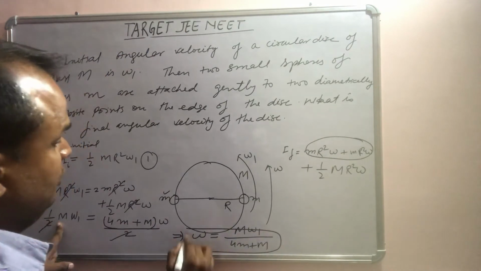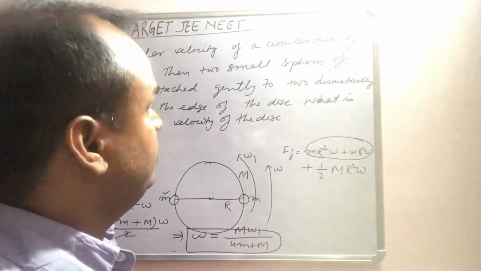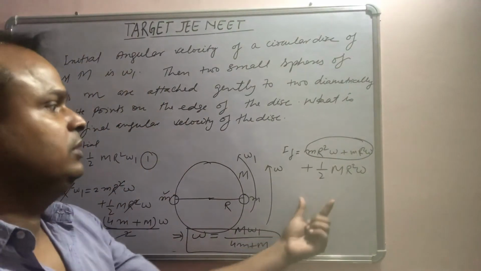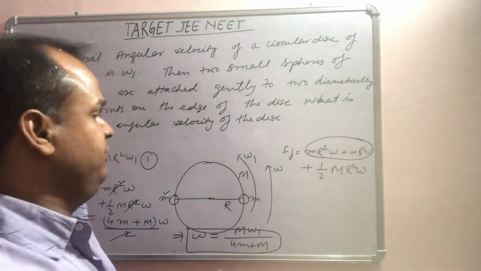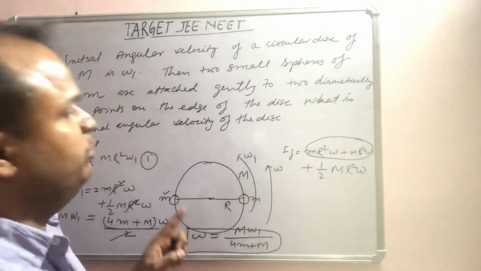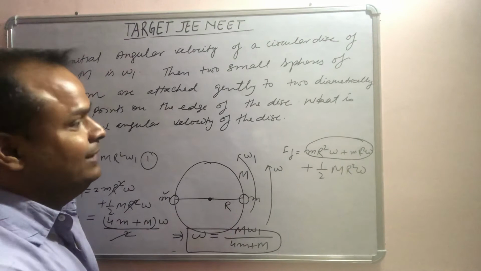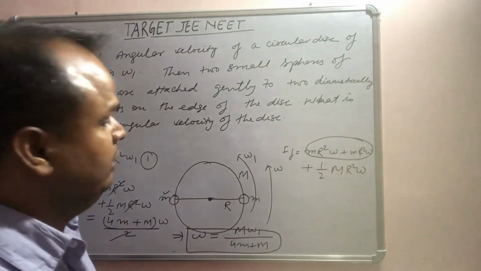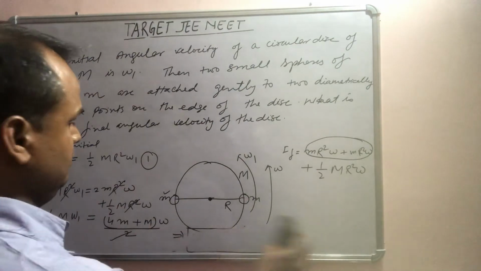This is the final angular velocity. So this is not a tough question, you just have to remember the moment of inertia of the disk, and if any particle or any sphere is on the edge of it, what would be the moment of inertia of it on its axis of rotation. So next question.